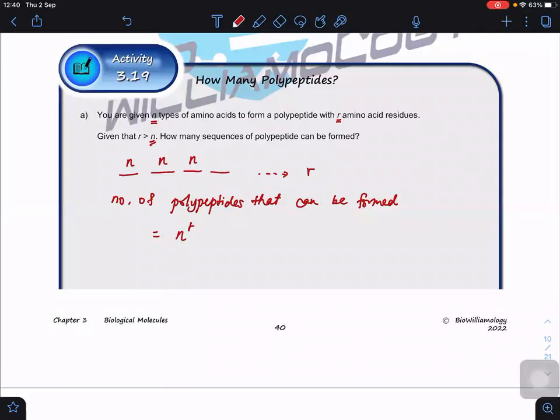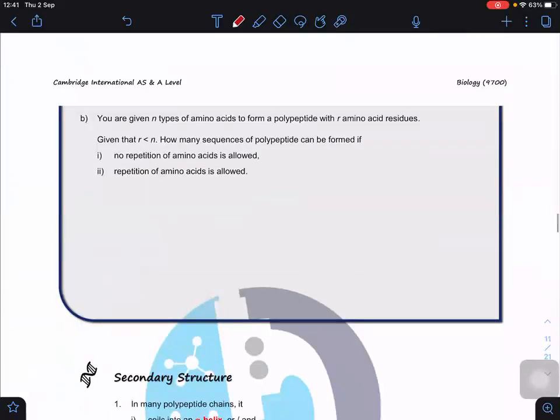Now next, you're given n types of amino acid to form polypeptides again, with R amino acid residues. Given that R is now less than n, we have more choices than needed. R is the required number, n is the total number of choices. So if no repetition is allowed, if we don't want to repeat, that's why I mean no repetition.